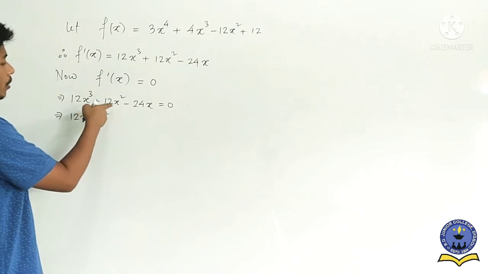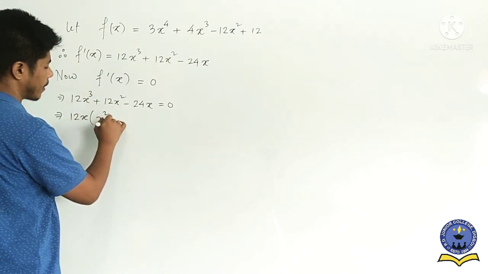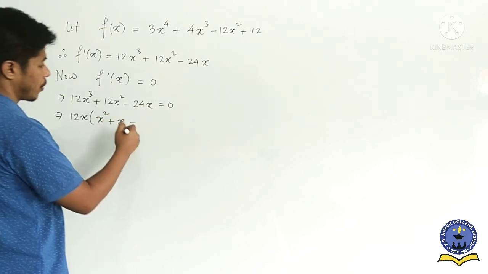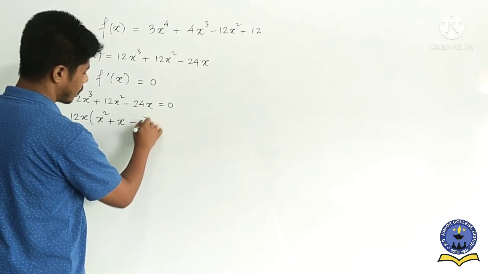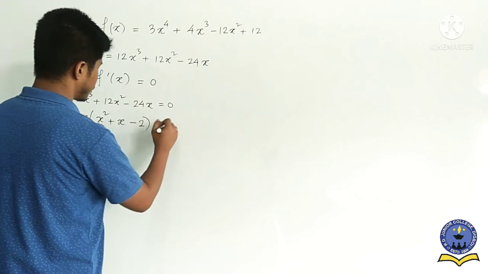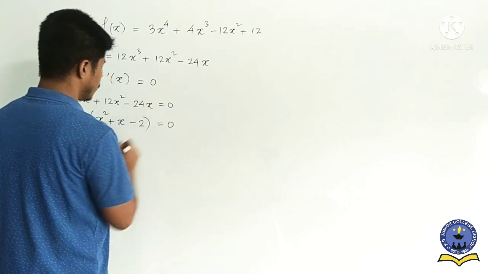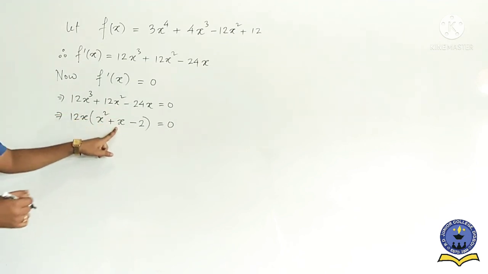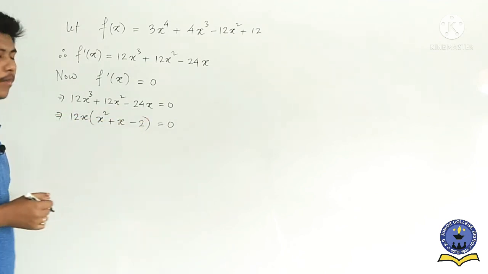If we take 12x common, here remain x, and if we take 12x common from the second term, here remains only 2. So this one is x square plus x minus 2 equals 0. Is it clear? I repeat: 12x common, so here remains x square, here already 12 common, x common, so simply x, and here 12x common, so that's why minus 2.